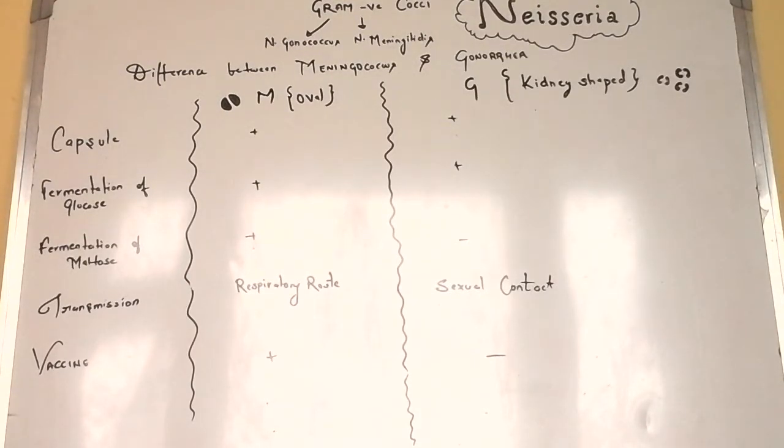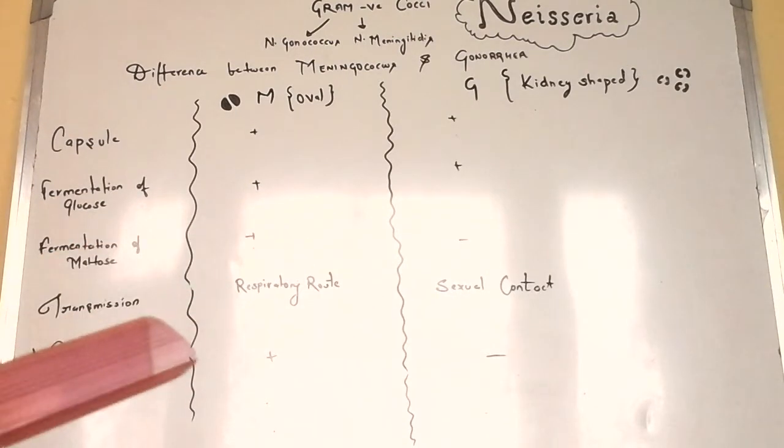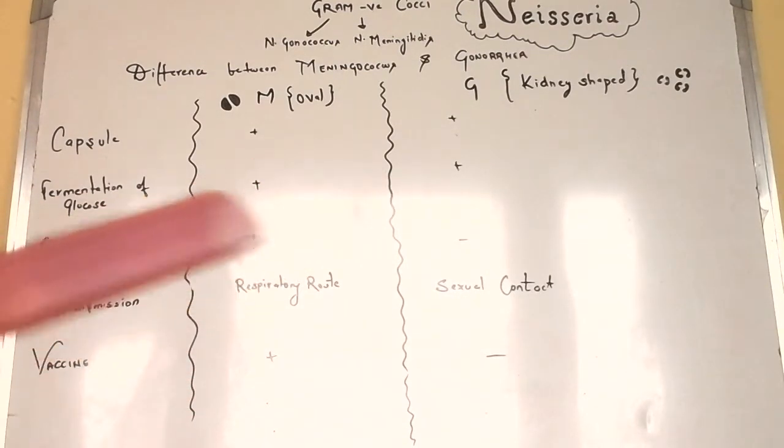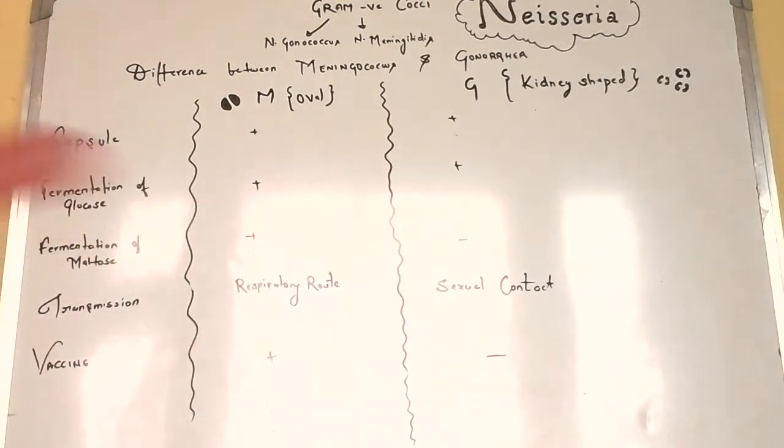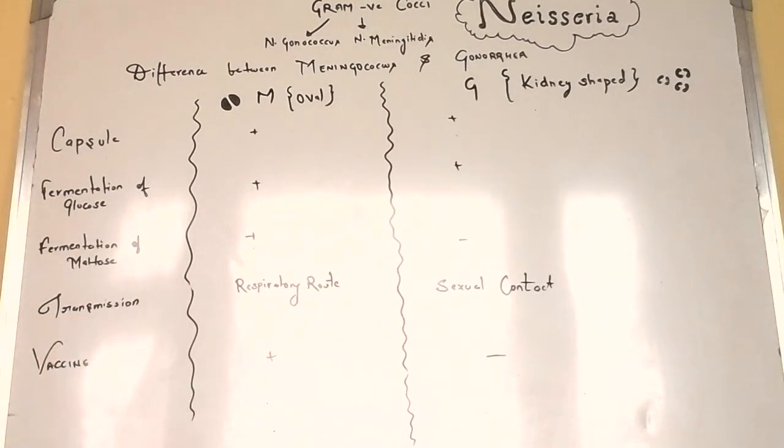And apart from this, let's talk about the differences. Here we can see both are capsulated, and fermentation of glucose takes place in both cases. Fermentation of maltose is limited to meningococcus; it does not occur in gonococcus. Transmission of meningococcus is through the respiratory route. As I told you, meningococcus can be present in the upper respiratory tract, but gonococcus is always pathogenic. It is not essential that meningococcus should be pathogenic.